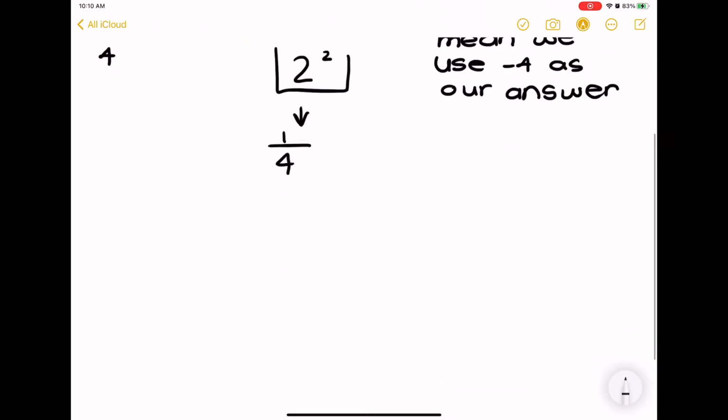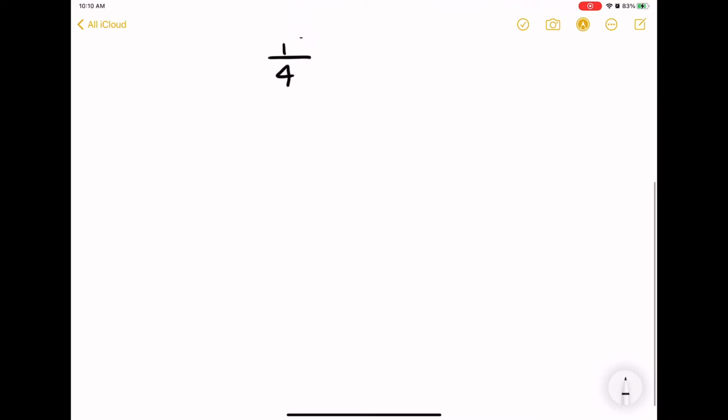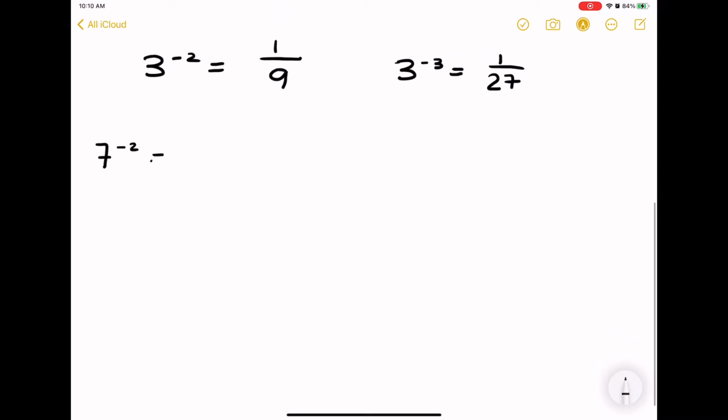So when you have a negative exponent, you're essentially just taking the number to the exponent as if it were positive, and using that as the denominator over 1. This is how you will express negative exponents, and it doesn't matter if it's 3 to the negative 3, 2 to the negative 3, or 2 to the negative 4. Either way, you take the exponent as if you were doing it without the negative, put that as the denominator, and put it over 1. So 7 to the negative 2 is 1 over 49.